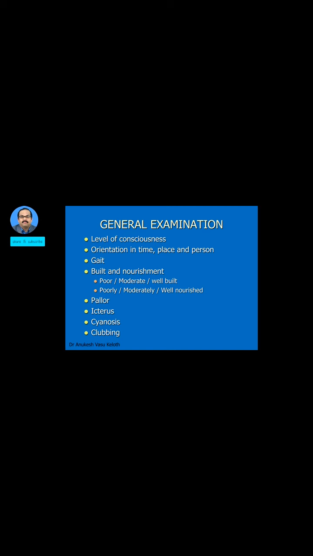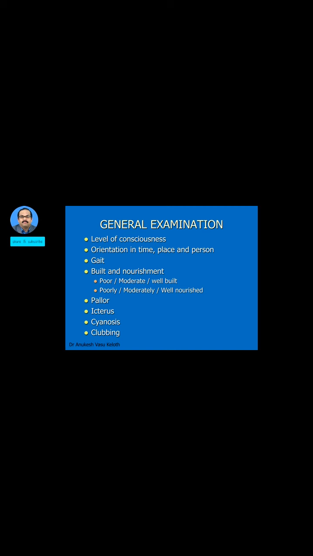Earlier it used to be 2 milligram per deciliter, but nowadays, for the last 10-15 years, it is 3 milligram per deciliter. So there may be a range of hyperbilirubinemia where icterus is not clinically detectable. Now moving on to the next one, which is cyanosis.